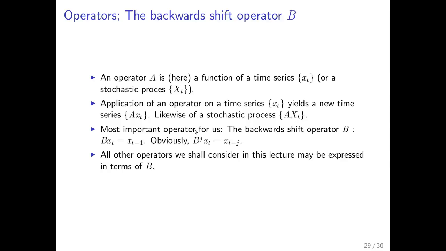The most important operator for us in this course is the so-called backward shift operator. We call it B. In other textbooks it's called something different, but we call it B for backward. So if you apply the backward shift operator on xt, what you get is xt minus 1. So it's just shifting time. And then obviously if you do it j times, you step backwards j times. All other operators that we will consider will be expressed using B, just so that you have one nail to anchor everything to.